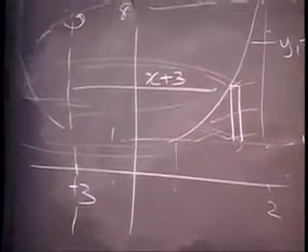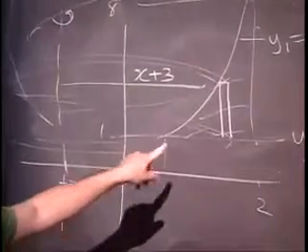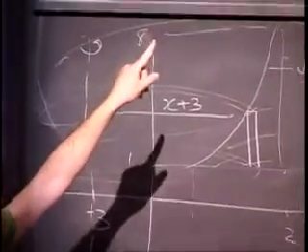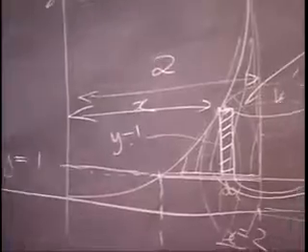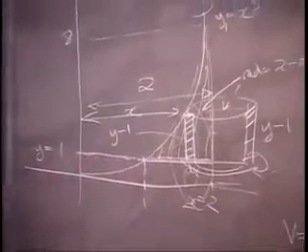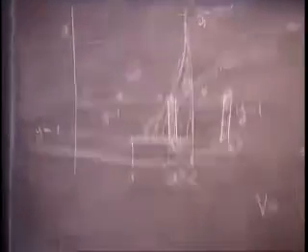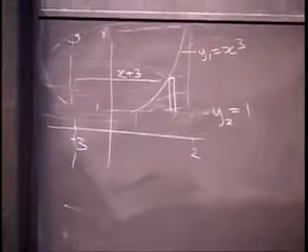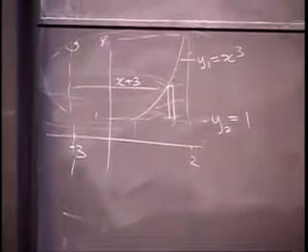So you're going to actually get a very similar sort of thing to the previous problem, right? I mean, there's not much difference. Instead of x equals 2, we're just going around x equals minus 3 and using shells.